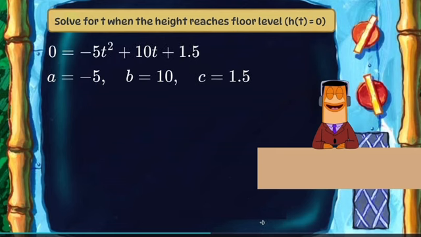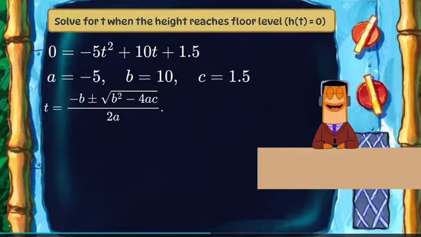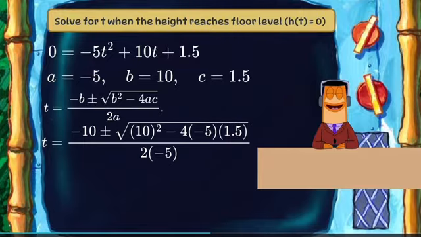To find the total flight time, we set our height, h of t, equal to 0. Since our quadratic equation, 0 equals negative 5t to the power of 2 plus 10t plus 1.5, doesn't factor easily, we identify our coefficients, a equals negative 5, b equals 10, and c equals 1.5. Next, we plug a, b, and c directly into the quadratic formula. t equals negative b plus or minus the square root of b squared minus 4ac, over 2a.